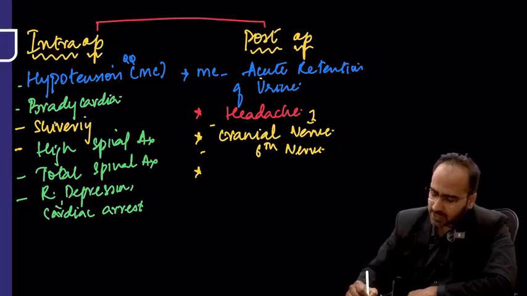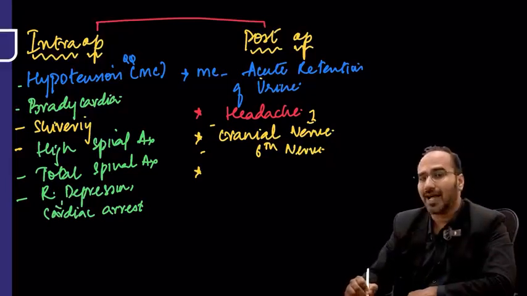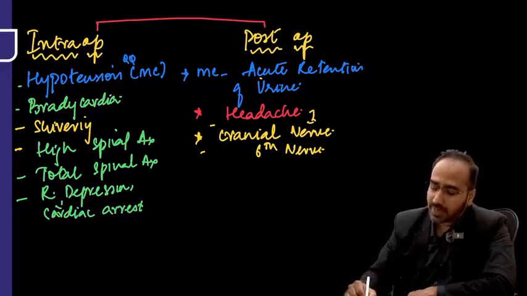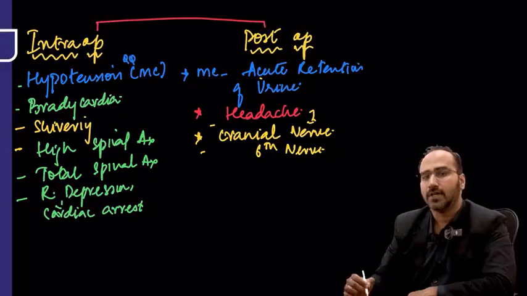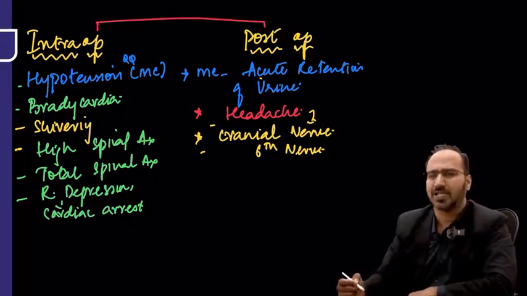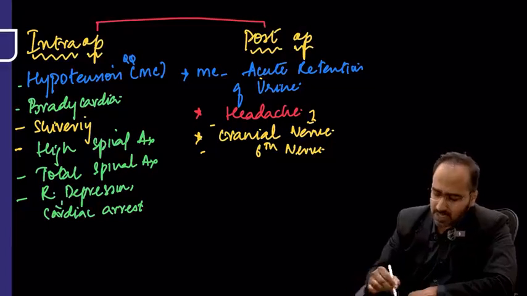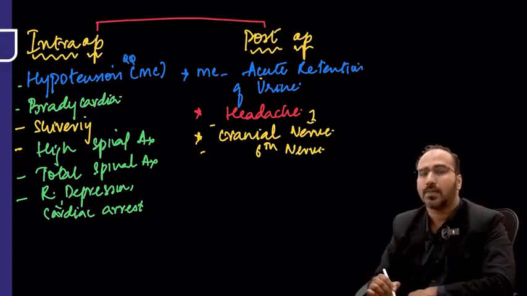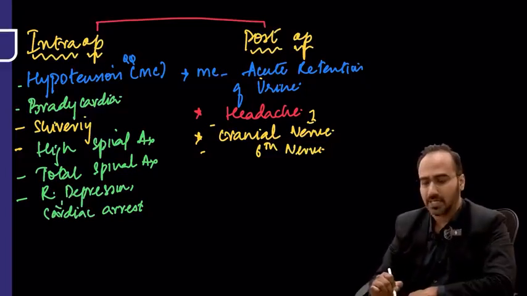Headache, acute retention of urine, sixth cranial nerve palsy. These are the common complications that could occur. But the most common post-op is acute retention of urine. There are a few complications such as spinal epidural abscess, but that's not that common. Now, the most common intraoperative complication is hypotension.